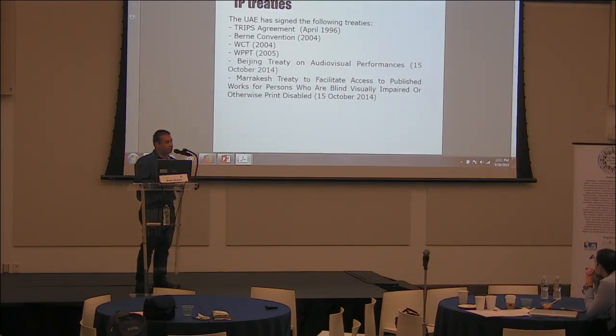2004, Berne, WCT, WPPT, and also the latest one is the Marrakesh. And the Marrakesh one is interesting, because in the region, only three countries have signed the Marrakesh Treaty. Can you imagine, Morocco is an African country, but still has not signed the Marrakesh Treaty. UAE signed it, but until now they haven't made any amendment to their copyright laws. And I will talk about this later. But the Marrakesh Treaty is an important step forward.